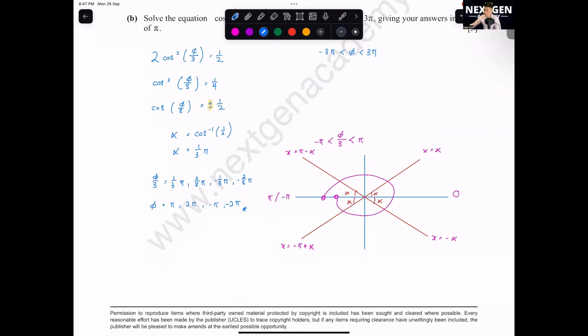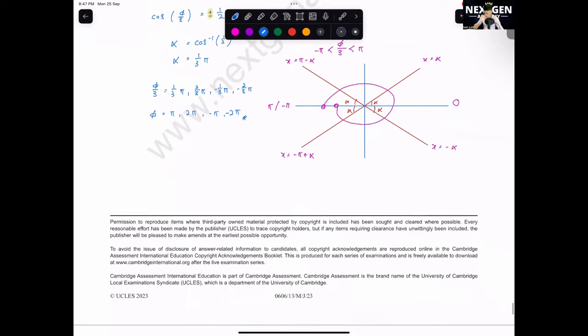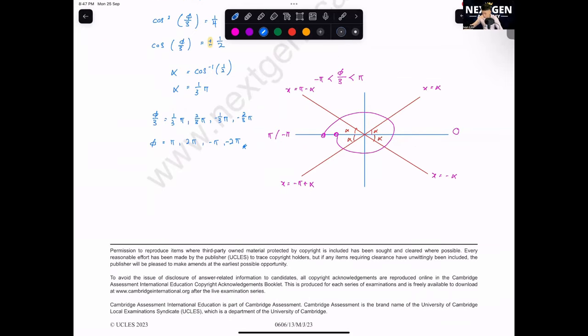Okay. All good, all good. Okay, 100 marks, this question, this paper. How many marks do you all get? Type in the chat. So this is the end for paper 13, May June 2023. That's all.